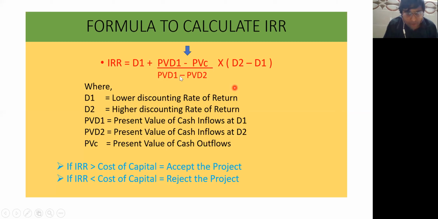So this formula is very important for calculating IRR. D1 and D2 are given, and if you solve the sums, you can easily get the picture of this. Don't worry about that. One conclusion: if IRR is greater than the cost of capital, it means your cost has been covered, and then you accept the project. And if IRR is less, then you have to reject the project.